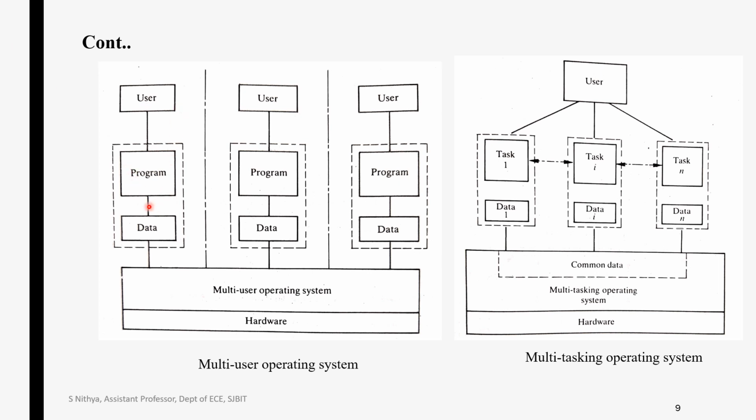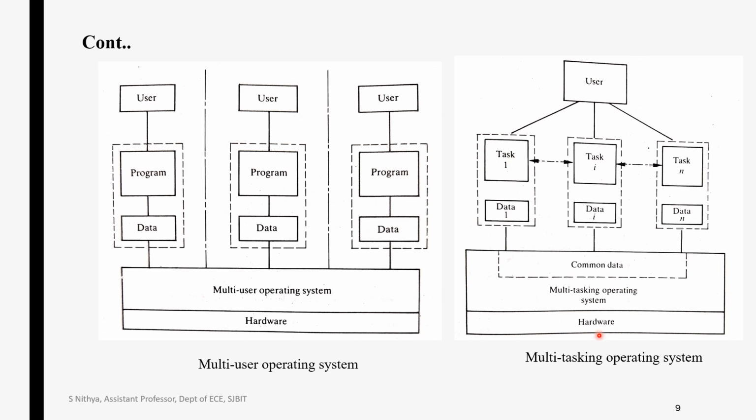Each user executes their own program, and the data will be stored in a separate area. So each program executes on its own data, and that will be stored in the separate area. The diagram represents a multi-user system which executes separate programs and also has separate data. So there is no common area here, so the data will not be combined from one user to another user. In the protected environment, the data will be executed here. So that is called a multi-user operating system.